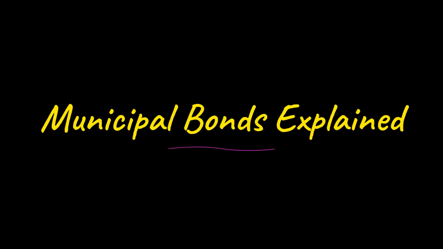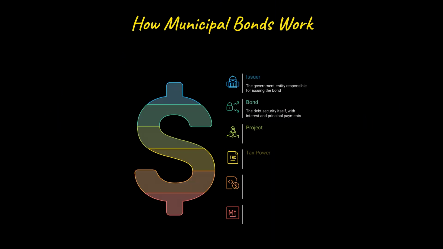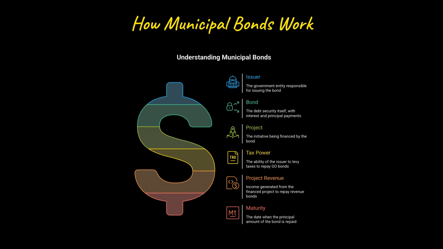Municipal bonds are debt securities issued by state and local governments to finance public infrastructure. Understanding what makes them distinctive helps explain why they occupy a unique place in the bond market. The bond structure works like any other. Investors lend capital, receive periodic interest, and get principal back at maturity. What differs is the repayment source.